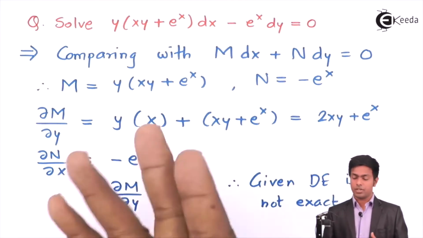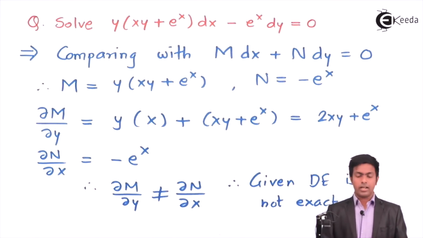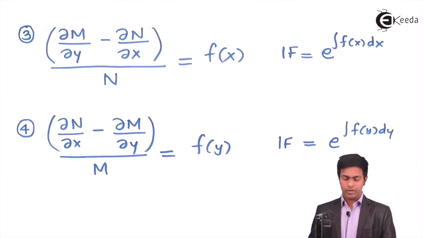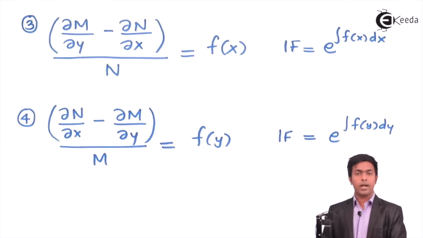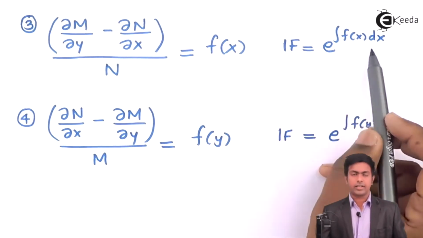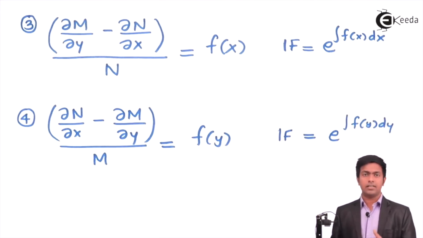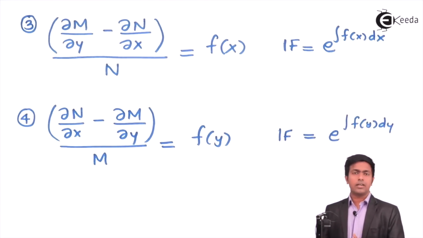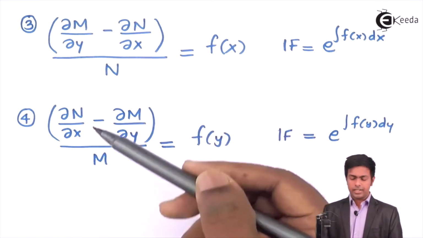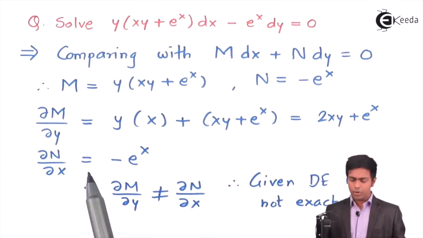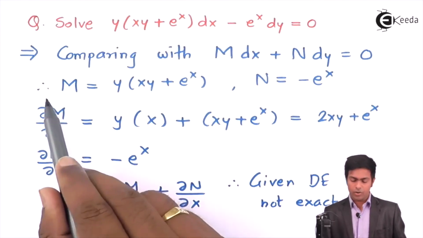So now the question is which method we must apply to get the answer. For that we have to observe the other forms of differential equation. Here we have this form, which says that if the value of dou M by dou y minus dou N by dou x, upon N, is equal to f of x, then the integrating factor is this. After finding the integrating factor and multiplying the differential equation by it, we can convert that differential equation into an exact one. So we may check this form, that is form number 3 or form number 4. Let's check form number 4. The value of dou N by dou x is minus e raised to x, whereas the value of dou M by dou y is this.